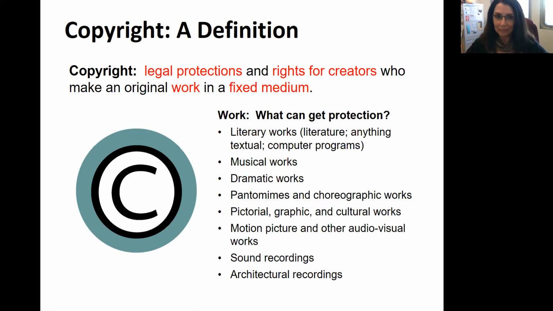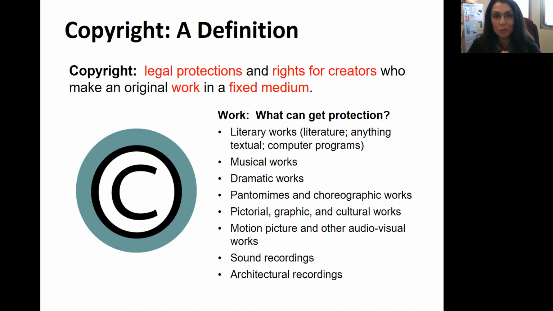So to explain what that means, I'm going to break it down by the red letters on the slide. First, I'll focus on the word work. So work means what can get protection, what kinds of objects or things can get a copyright, or protected by what copyright gives. And these, from the copyright law, include the following. You've got literary works. So it could mean books, it could mean literature. It could also mean anything scratched out on a paper as well. And computer programs and the scripts are also a part of what is constituted as a literary work. So that's protected under copyright law.